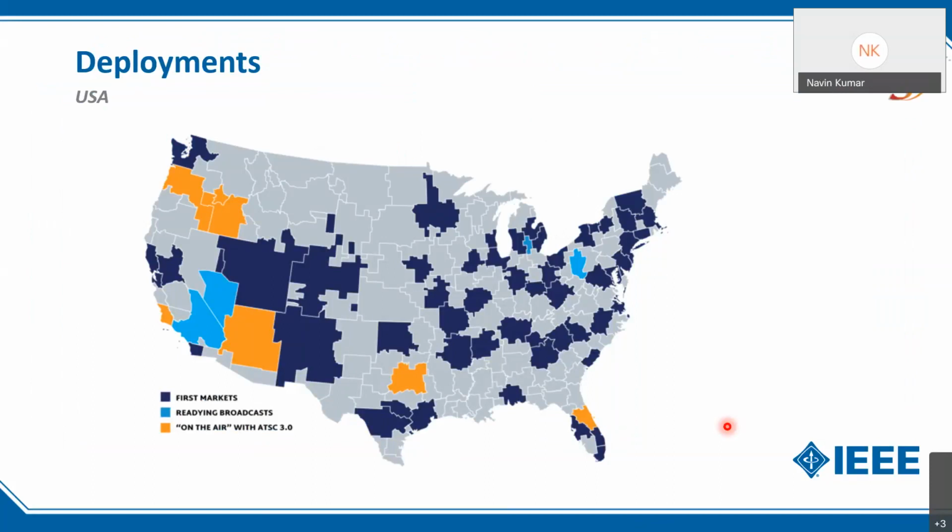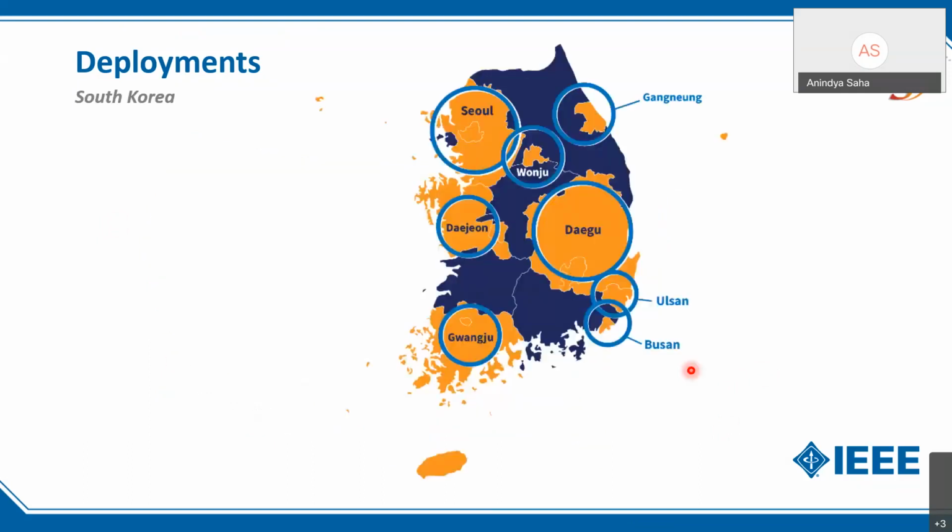So the orange ones are basically showing the places where transmission has already started, and the light blue colors are the market areas where people have applied for FCC transmission, and the blue regions are the ones which are kind of the first market areas. And the other country which has embraced 3.0 is South Korea, and here also you can see that they are pretty much in an advanced stage.